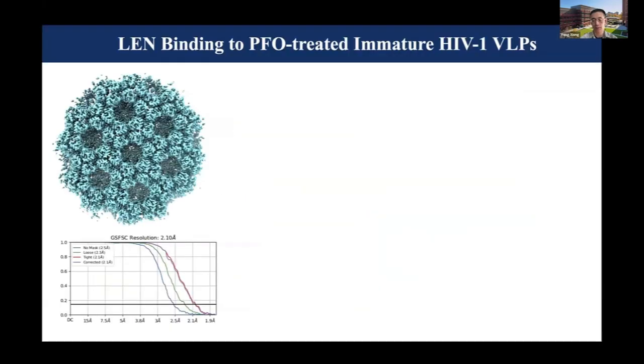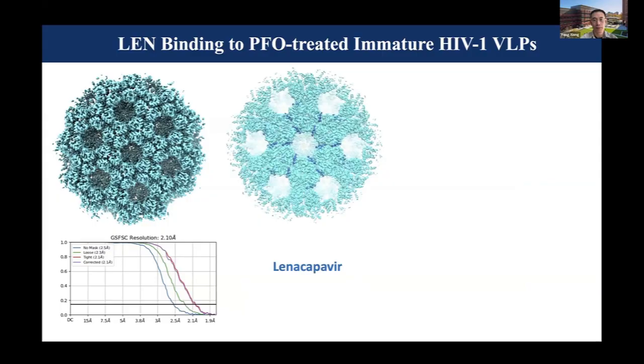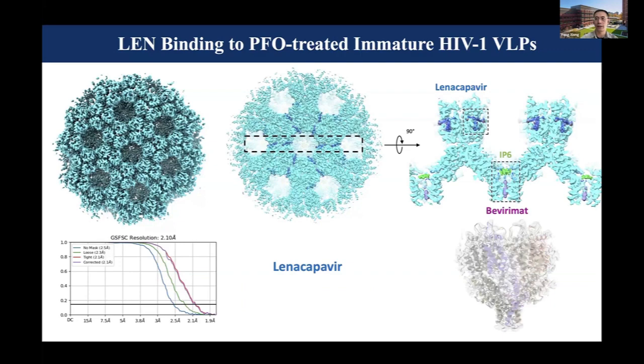Again, we captured the structure of it. This is actually the same data set. We treated both BVM and lenacapavir to the VLP, the PFO perforated VLP. What we see is lenacapavir density very clear. Again, just to orient you from earlier.